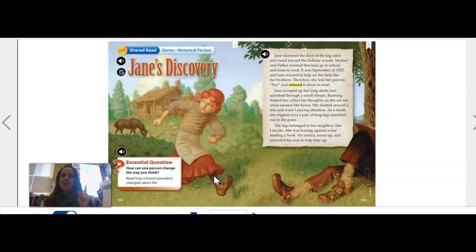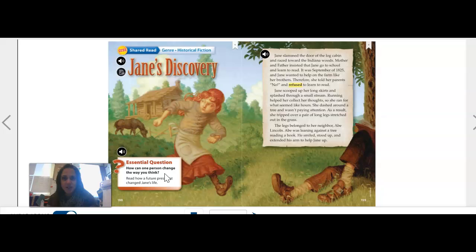The real person was Abe Lincoln. The made-up character was Jane. The real historical event was that Jane needed to learn how to read back in the 1800s. The essential question helped us to understand that Abe Lincoln was the real character in the past that helped our made-up character change her mind about reading. He enjoyed reading so much that he inspired Jane to start reading.